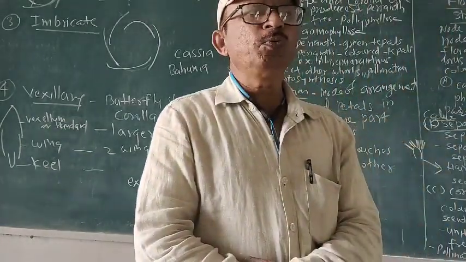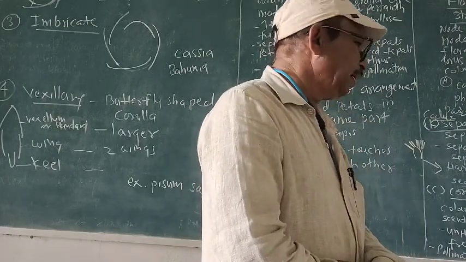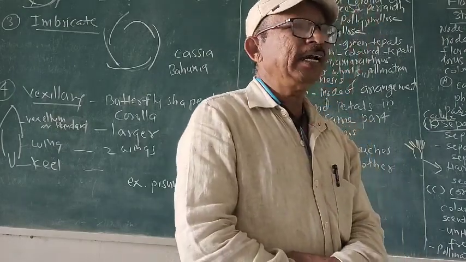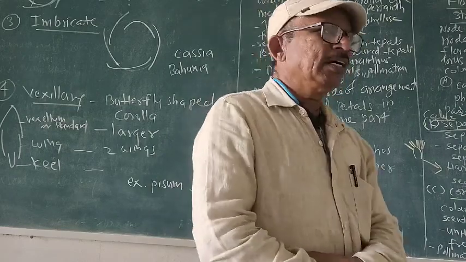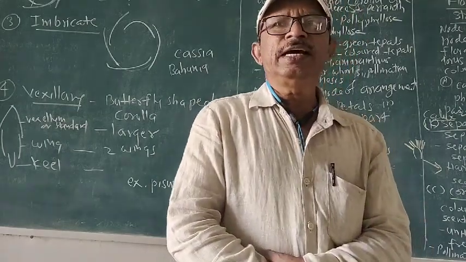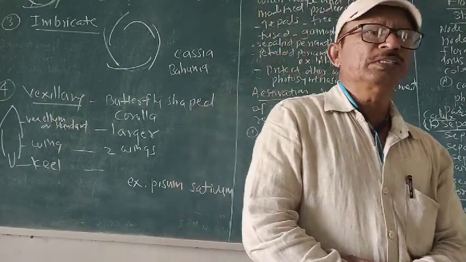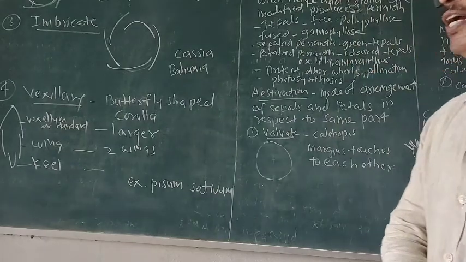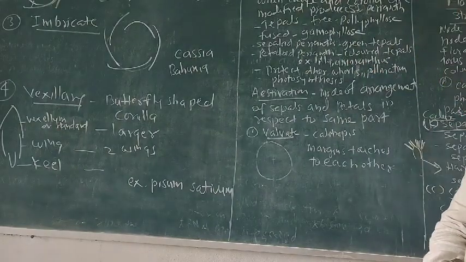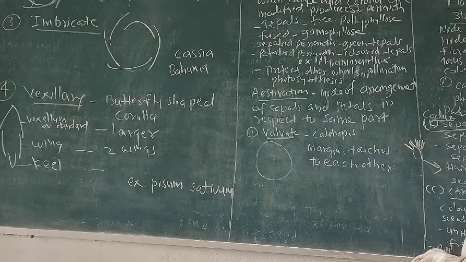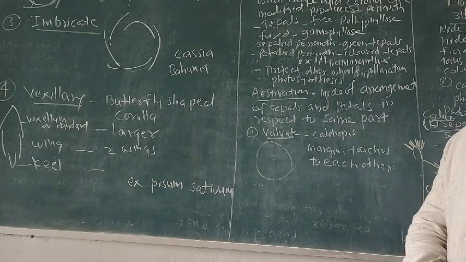They are useful for the photosynthesis process. Sometimes when they are green, it is an exceptional case. And generally when the corolla is colored, it is useful to attract insects for the pollination process. So the main aim is to protect the inner part as well as to help attract insects for pollination.